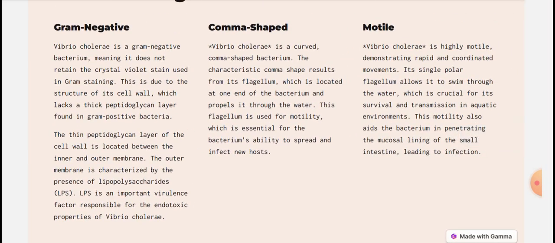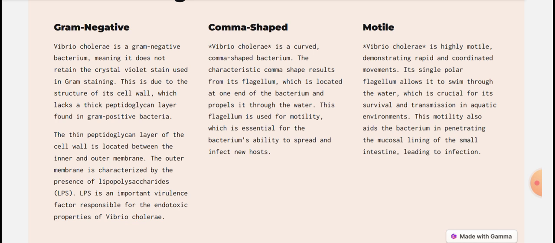And its shape is very special. It is a comma shaped bacterium, and it has flagella. So it is motile in nature. The movement of this bacterium is facilitated by the presence of a polar flagellum that allows the bacteria to swim through the water. So these are the characteristic features.